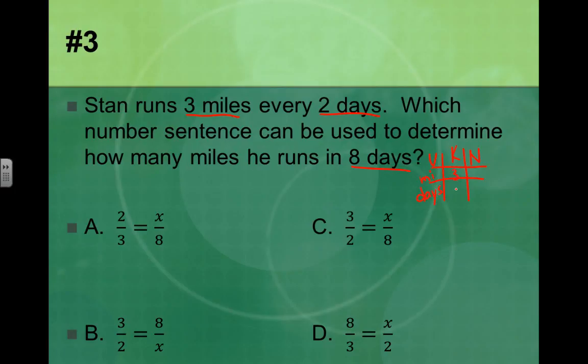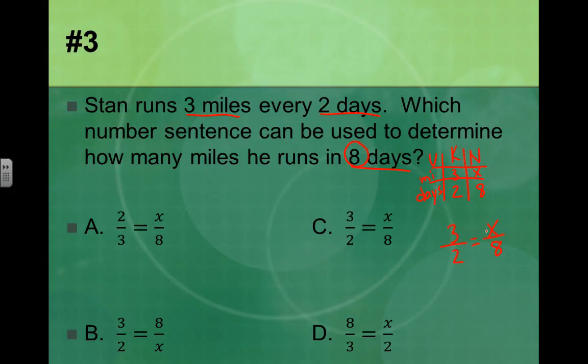So we know that we ran 3 miles in 2 days, and we want to know about 8 days. So my 8 is going to go on my days row. Now my proportion looks like this: 3 over 2 equals x over 8.